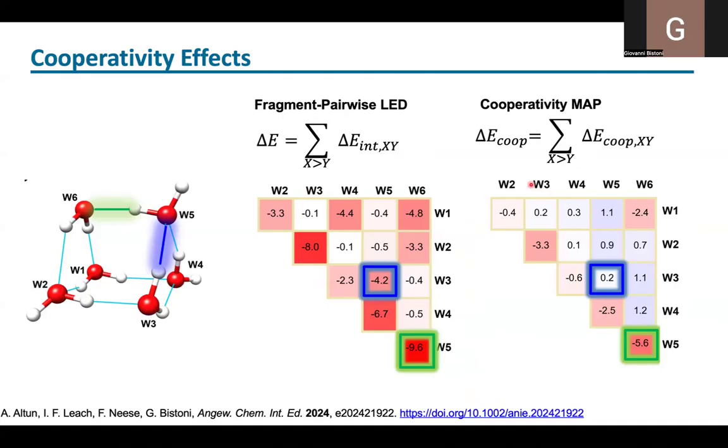It is also important to note that by comparing the results obtained from the fragment pairwise local energy decomposition map with those from a simple two-body approximation, it is possible to develop cooperativity maps, quantifying precisely the impact of cooperativity of different non-covalent interactions.